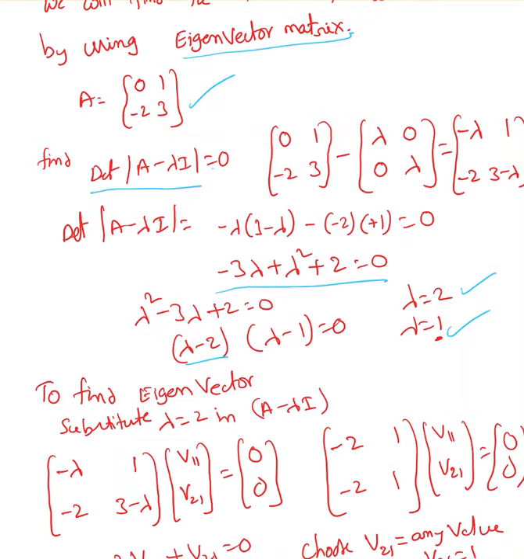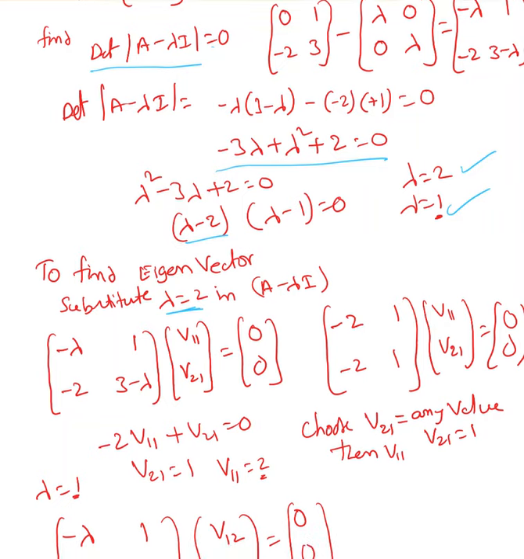To find the eigenvectors, substitute the eigenvalues in A minus lambda I. So I substituted lambda equal to 2. Now minus lambda, 1, minus 2, 3 minus lambda, times v11, v21 equal to 0, 0. If I substitute that, you end up with these. Both of them are the same equation, it must be the same equation anyway. So choose any value. I chose v21 equal to 1, and end up with v11 equal to 2.